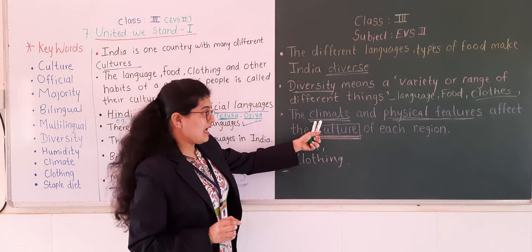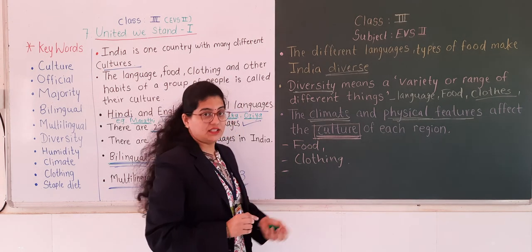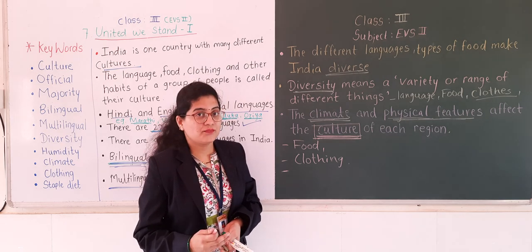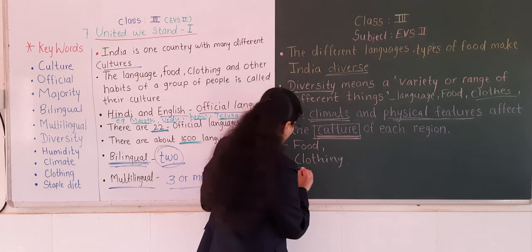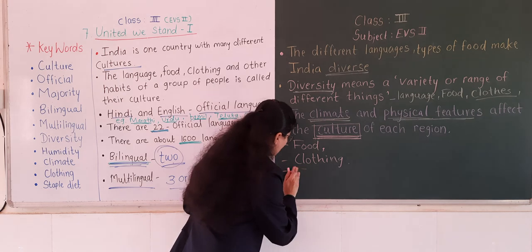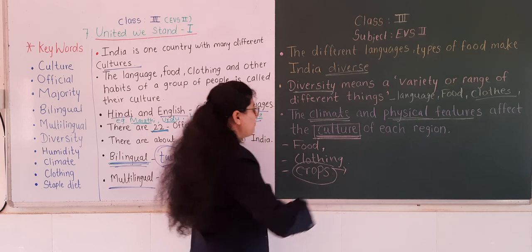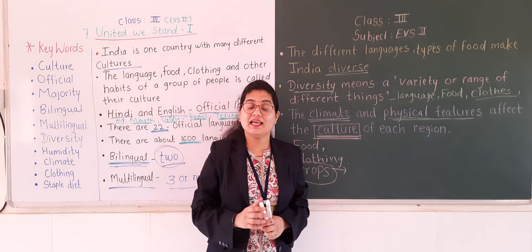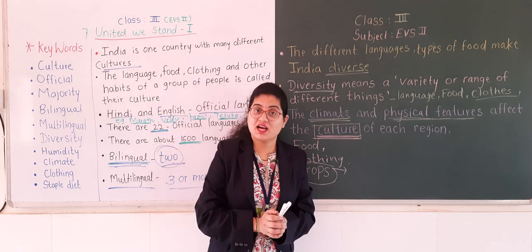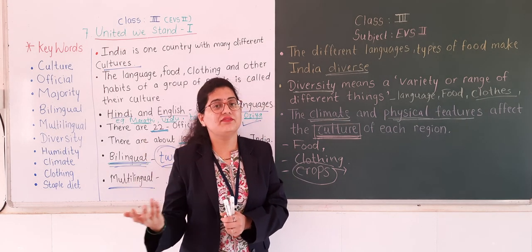These climate and physical features affect the culture, food and clothing. They also affect the food or crops. We can say that they also affect the crops. So what is a crop? Yes, very good. There are different crops we grow in Maharashtra, such as jowar, bajra and cotton. So in other regions they also grow different crops.